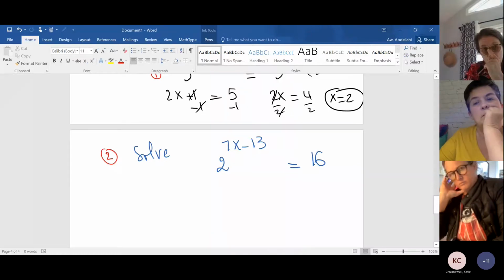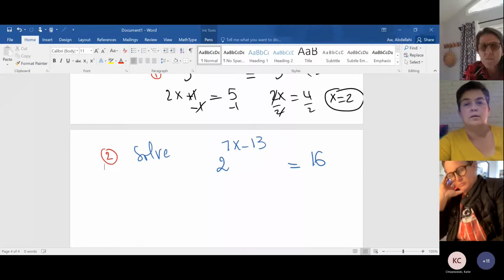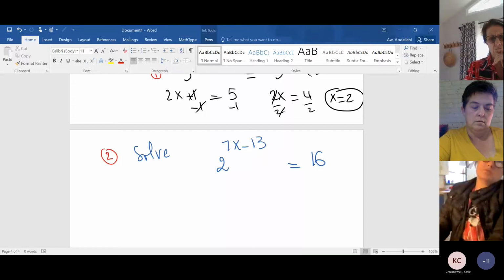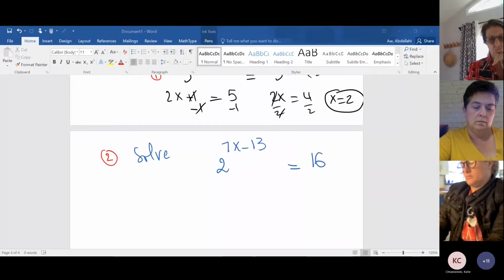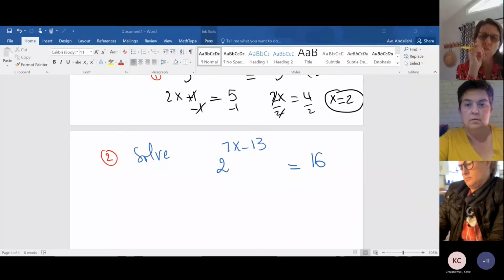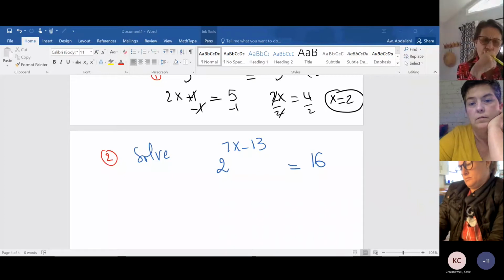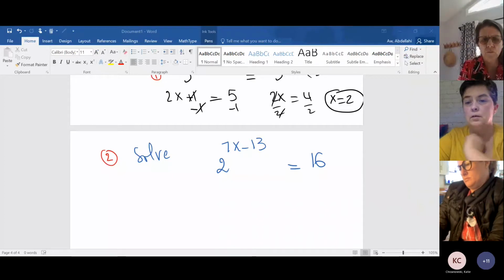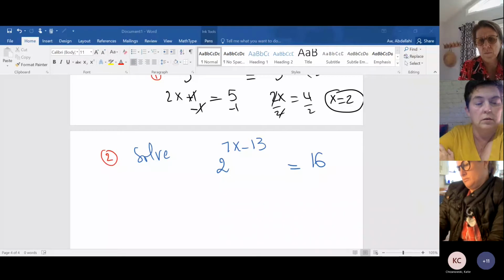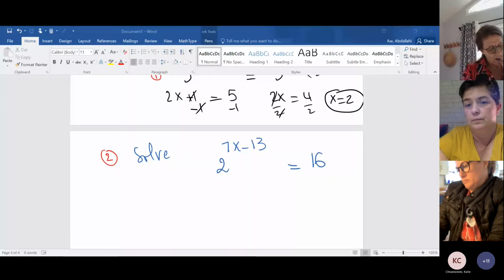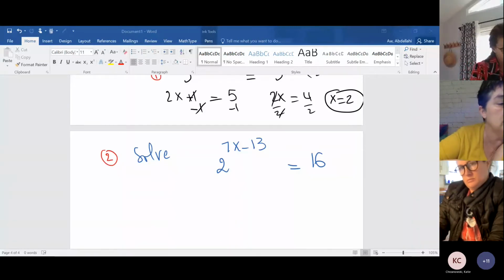At first, the other number is not even written in exponential form, right? But here, the question is, can we write 16 as some power of 2? Is 16 some power of 2? Yes. 16 is 2 to what power? 4. Everybody agree with that?